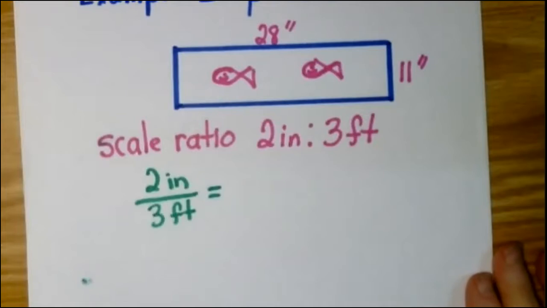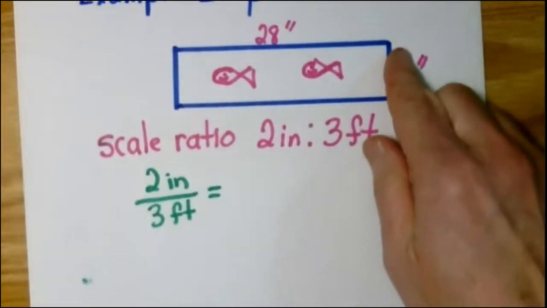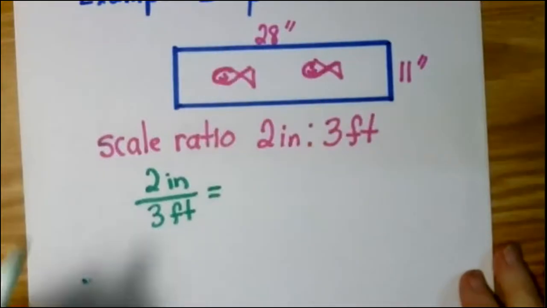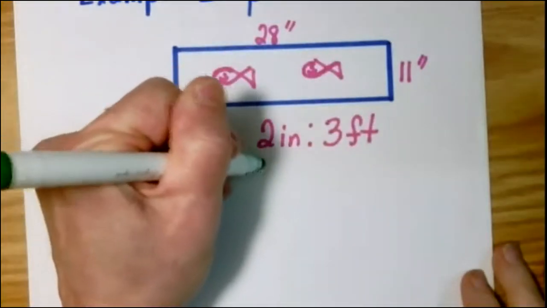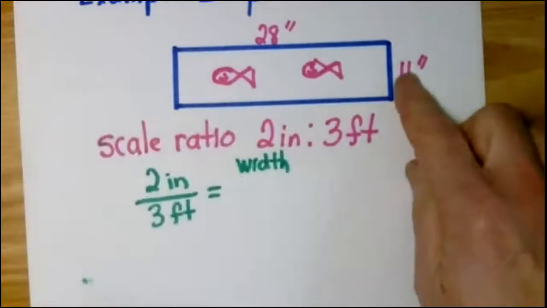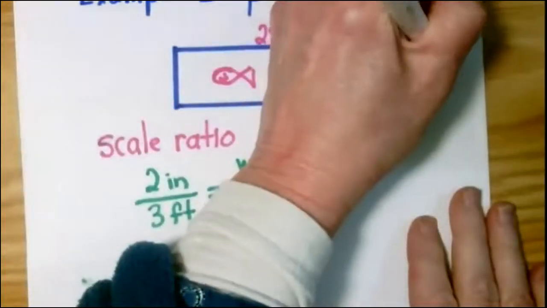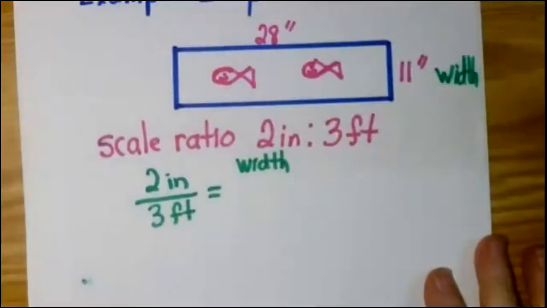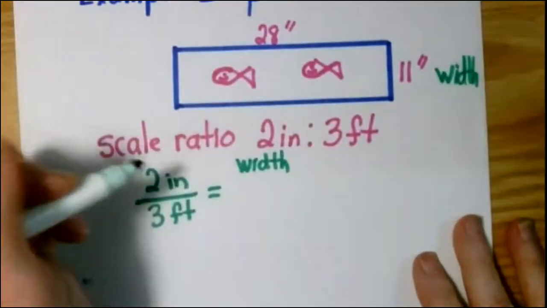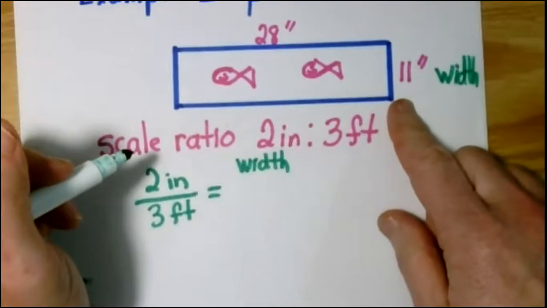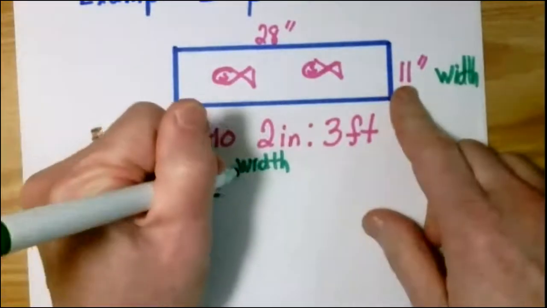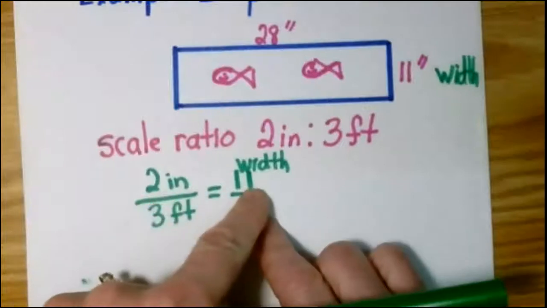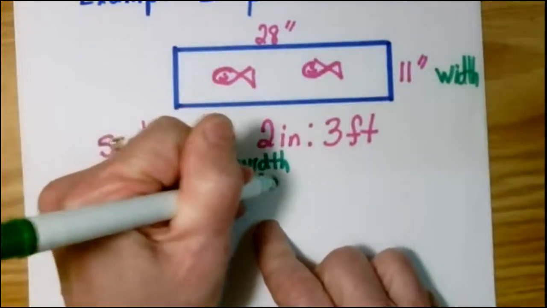Well, there's a couple steps we have to take. We have to find, this is our width, and this is our length. So let's start with our width, our 11, right? That's our W, our width. I'll just put width by it in case we forget which one's width. So the scale drawing width is 11. So that's going to go on top because the 2 and the 11 are both in inches. I'll write inches there.